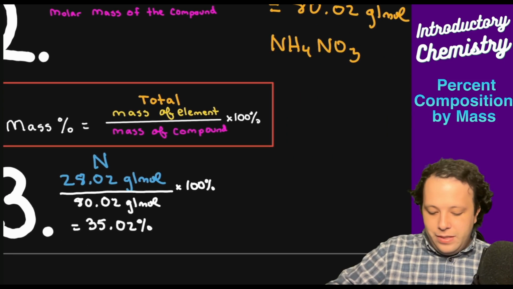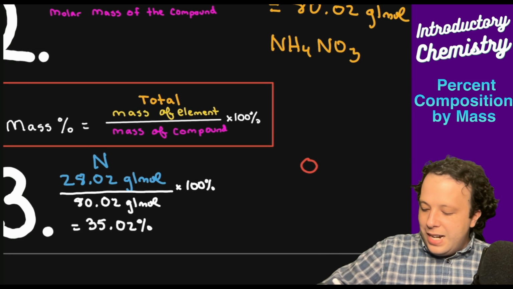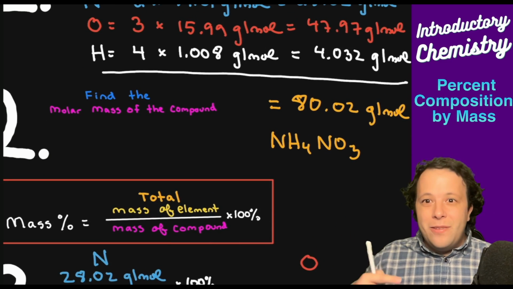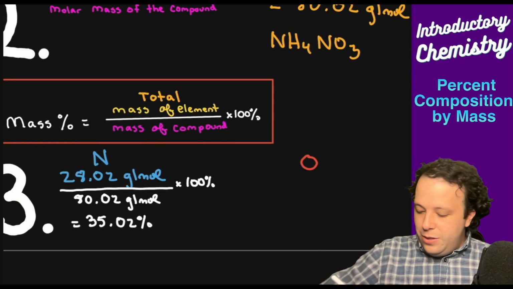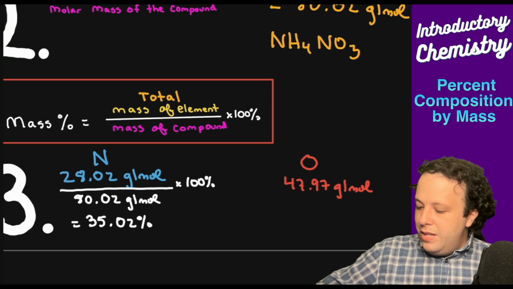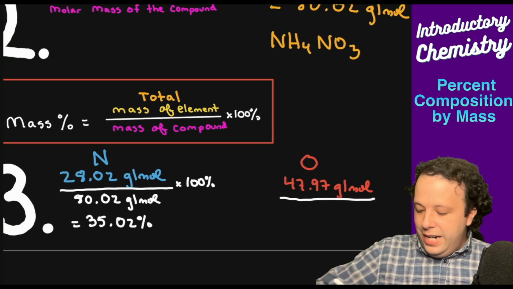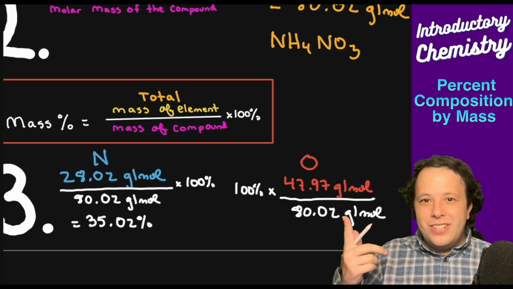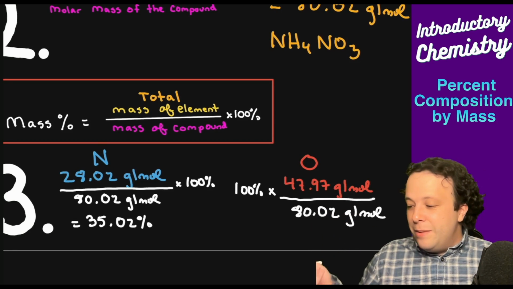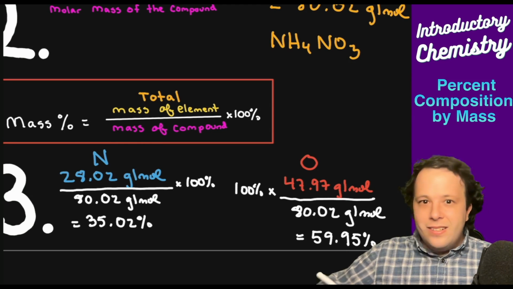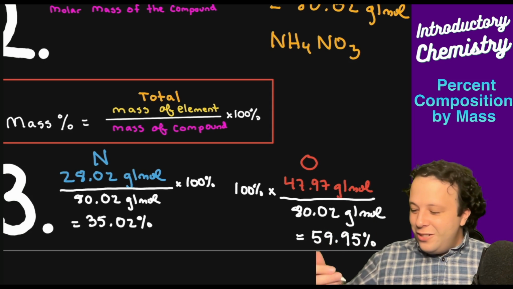for nitrogen. Now for oxygen, we're going to be doing the exact same steps, right? We take our partial mass, which is the 47.97 we see up there in red all the way at the top. So we'll take that 47.97 grams per mole, and we're going to divide that by our 80.02 grams per mole, and we'll times that by 100%. And what we're going to see is oxygen is the biggest portion of this, and we will get 59.95%, okay, for that.